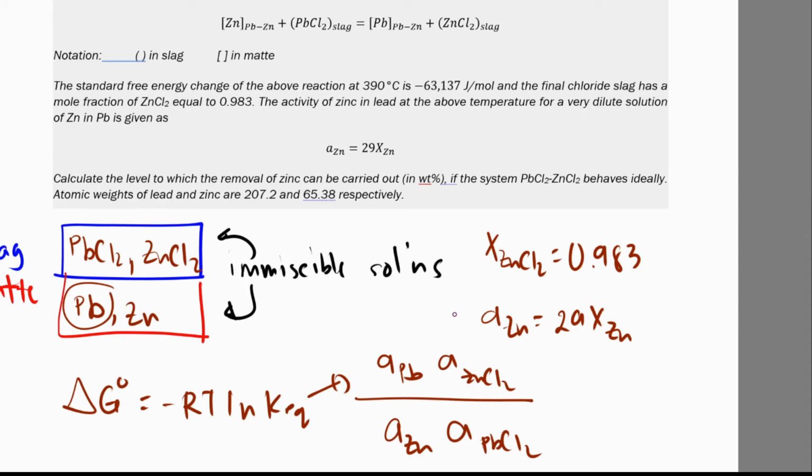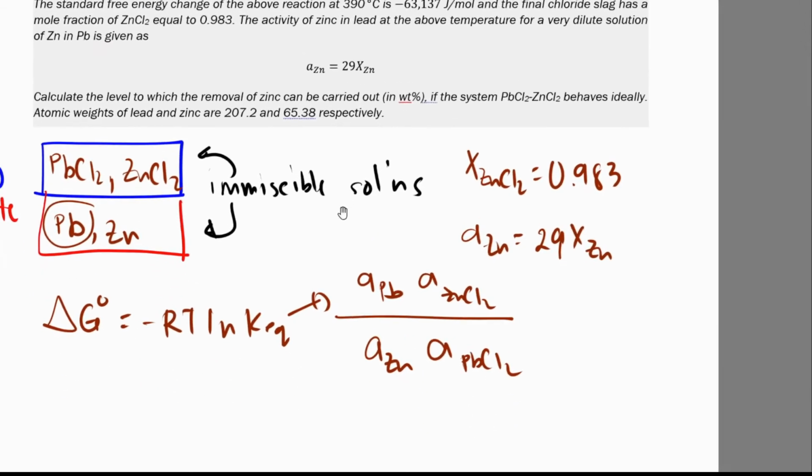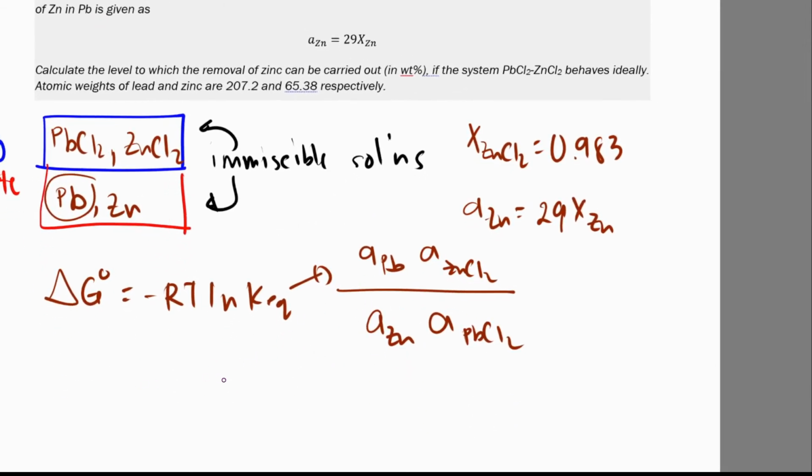So first, let's look at the activity of zinc. Activity of zinc is equal to 29 times X of zinc, or the mole fraction of zinc, in the mat solution. So important to note. So what happens here, your KEQ here would be equal to, in the denominator, 29 times X of zinc. Then, the problem also said X of ZnCl2 is equal to 0.983.